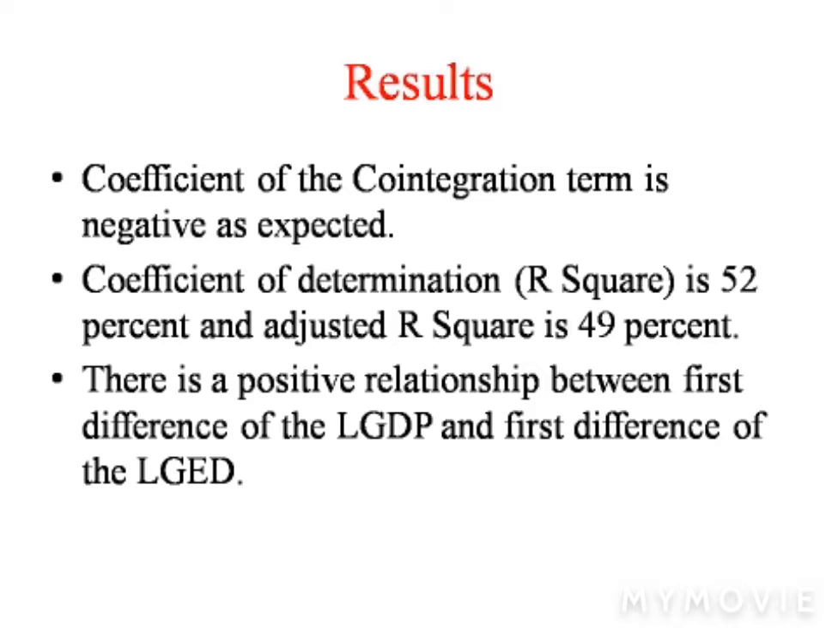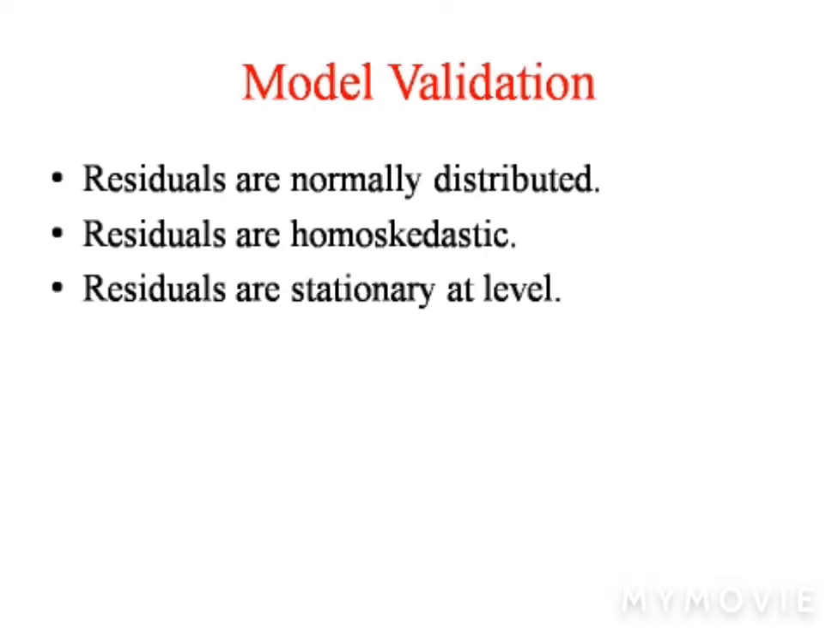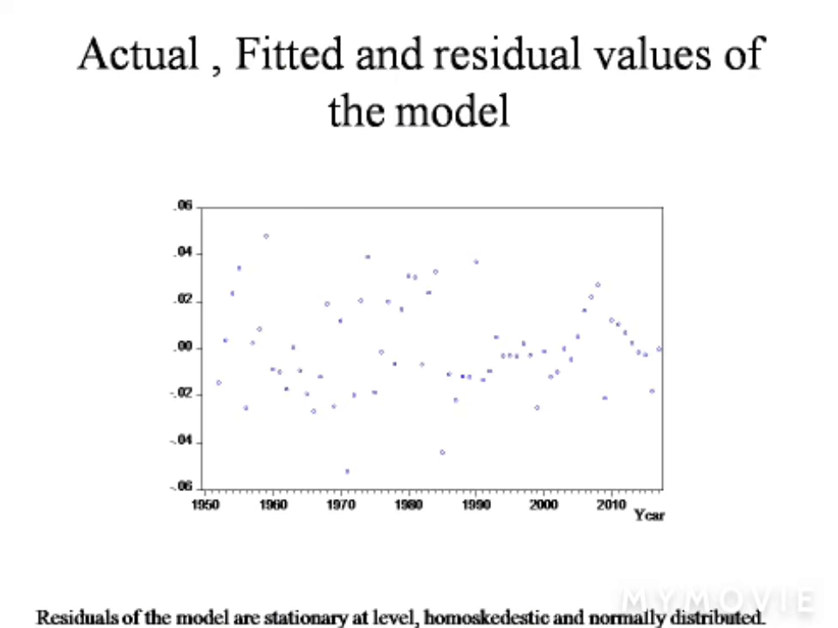After we develop the model, we want to validate it by checking that residuals are normally distributed, residuals are homoscedastic, and residuals are stationary at level. Then we use dot plots to identify the behavior of residuals. It gives a rough idea that the residual values are in accordance with the assumptions.